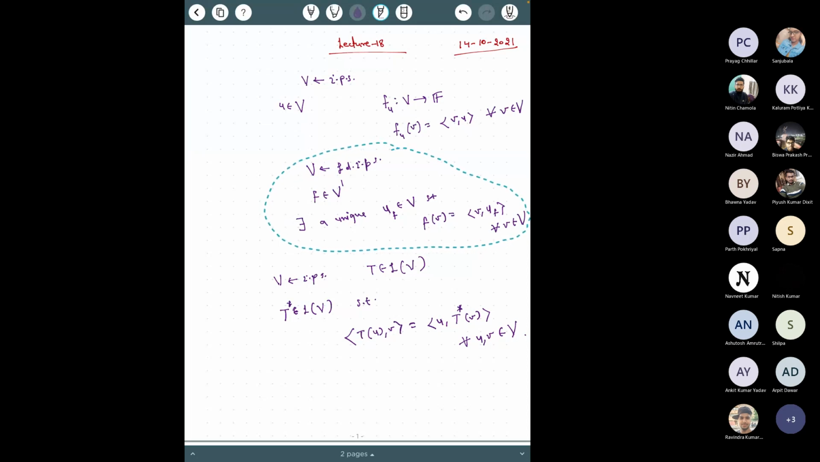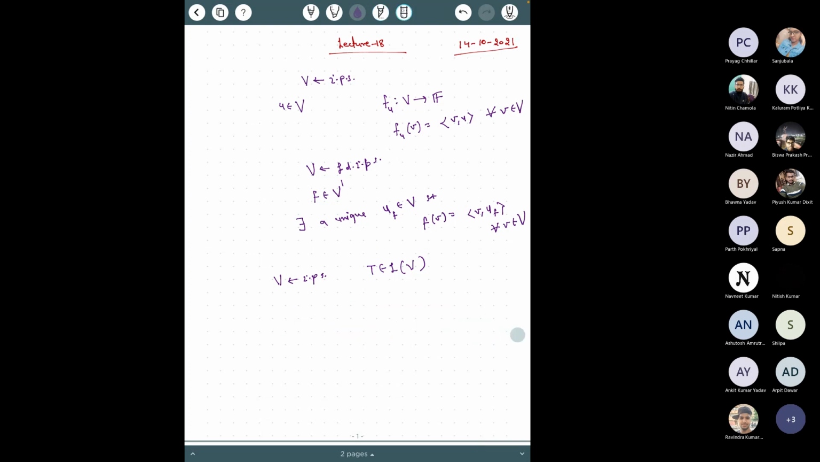You need some other conditions on V. Okay, so let us prove this result for finite dimension. That means if V is a finite dimensional inner product space and T is a linear operator on it, then it will always have its adjoint. So let us start today's lecture by proving that.